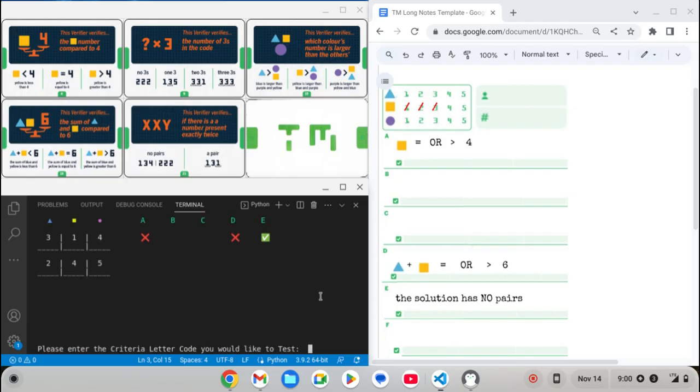Okay, so what can we test again? Well, the whole premise of this was that the sum is 6. So let's go ahead and test criteria card D again. Okay, yes, so the sum is 6. That's fantastic. So let's go ahead and cross out the OR.